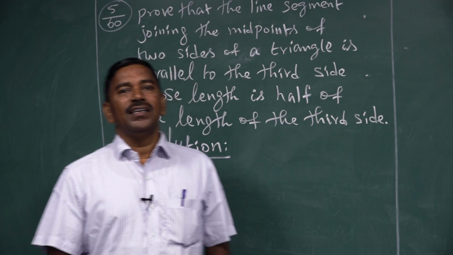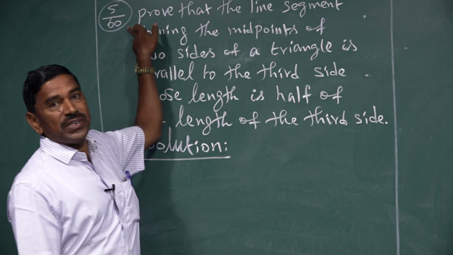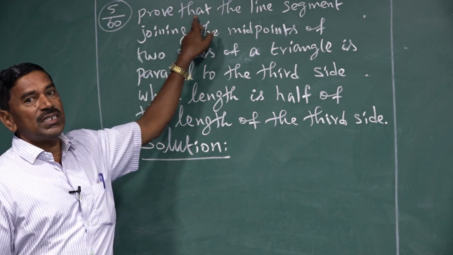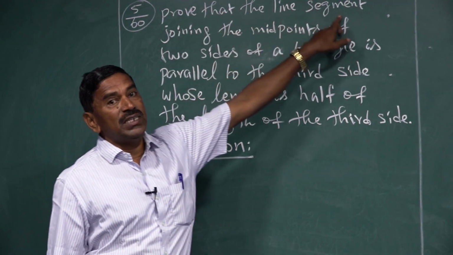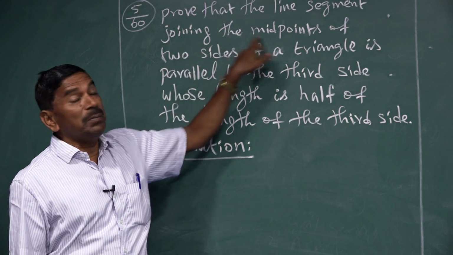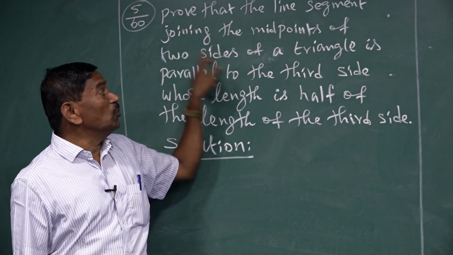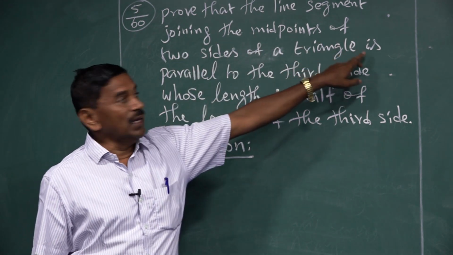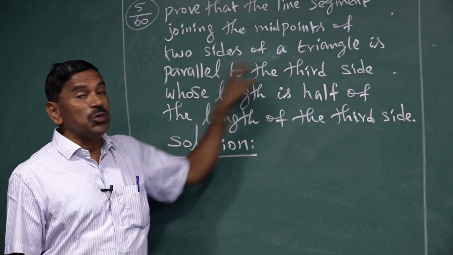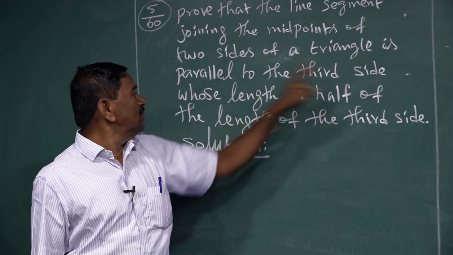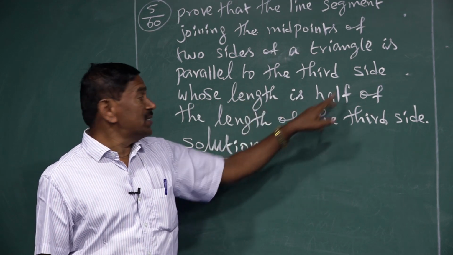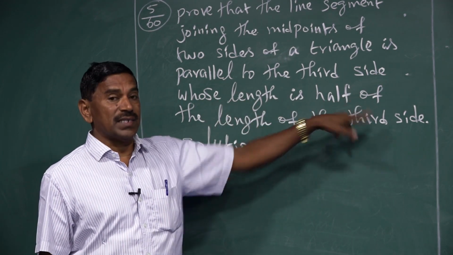Good morning, children. Listen, today, fifth question from first exercise. Prove that the line segment joining the midpoints of the two sides of a triangle is parallel to the third side, whose length is half of the length of the third side.